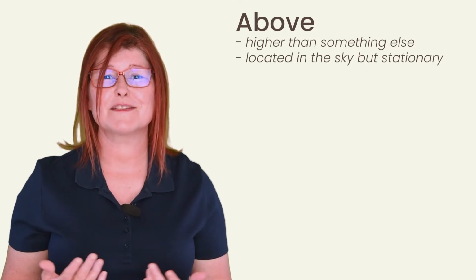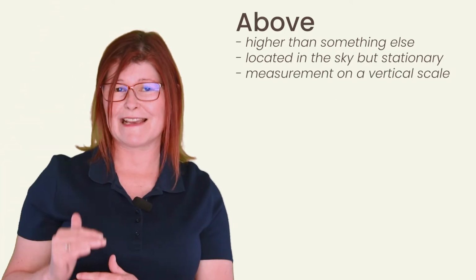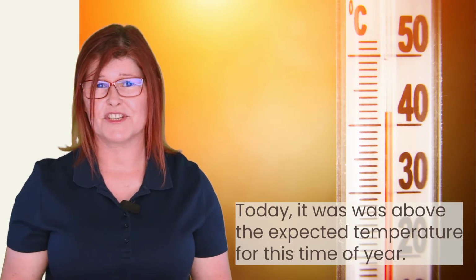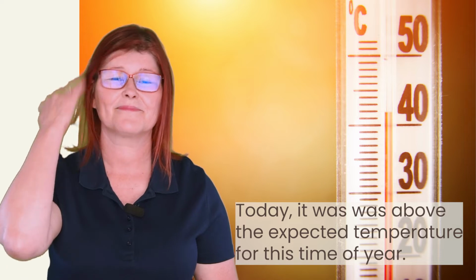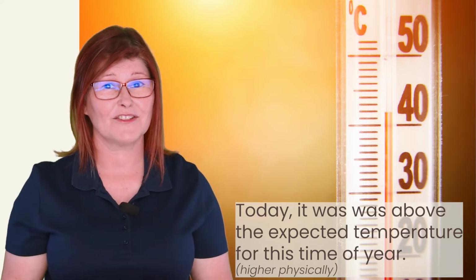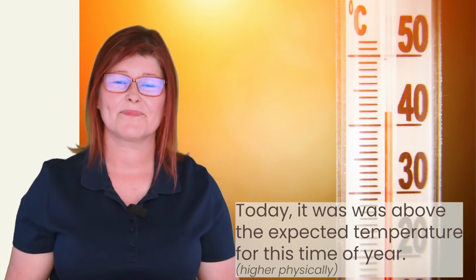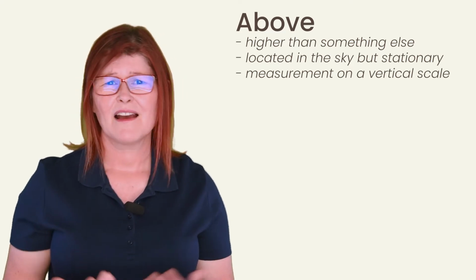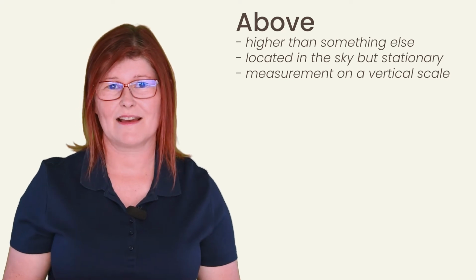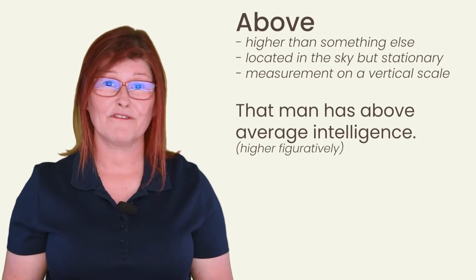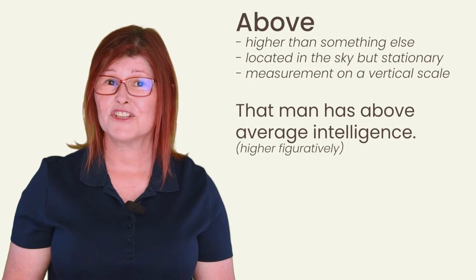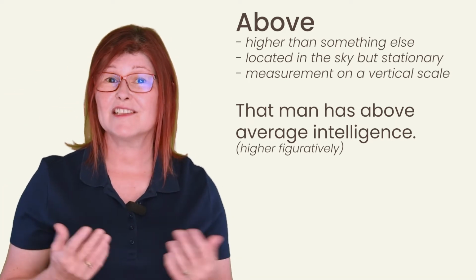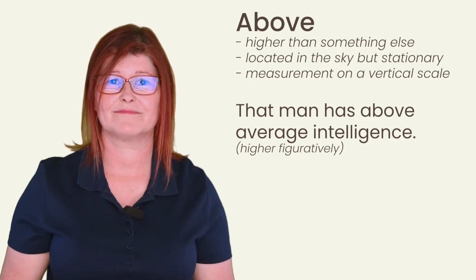Use above to express measurement on a vertical scale. Today, it was above the expected temperature for this time of year. This is on a physical scale that goes up in degrees, but it can also be used to describe a figurative scale, a scale that we just imagine is there. That man has above average intelligence. Average is in the middle, above average is higher. So he's smarter than a normal person.